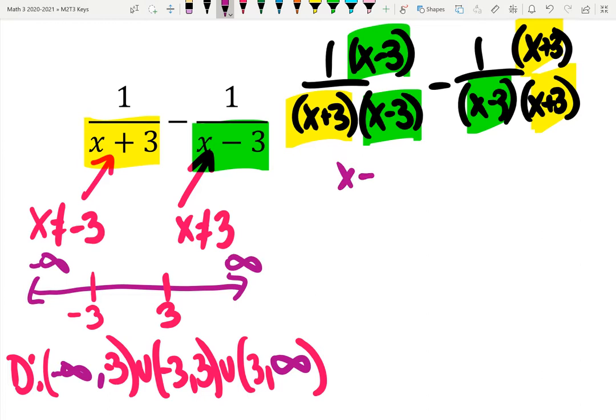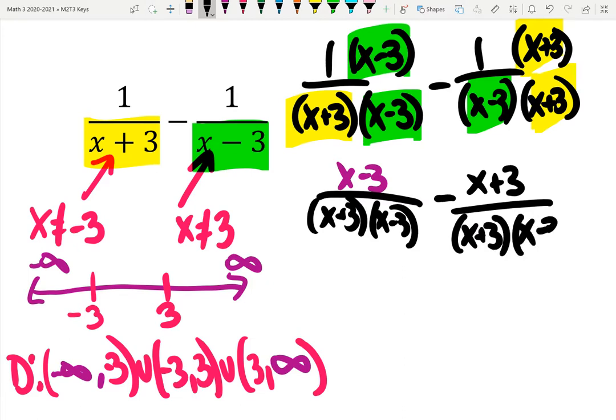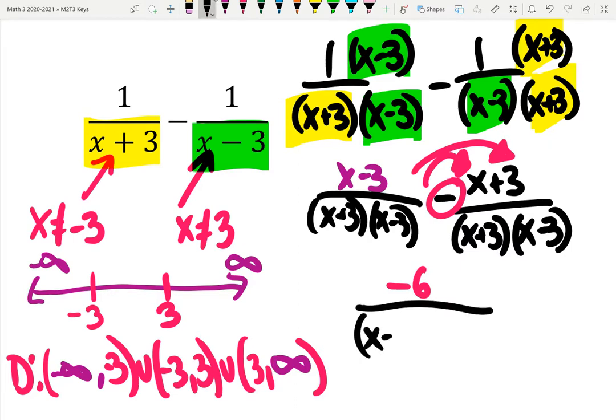It's going to be x minus 3 all over x plus 3, x minus 3, minus x plus 3 over, and I'm going to just switch the order now just to make sure that they are actually common denominators. Remember, this minus sign needs to be distributed to both parts. It's going to be negative x and negative 3, which is going to result in negative 6. The x's end up canceling, all over x plus 3 over x minus 3.